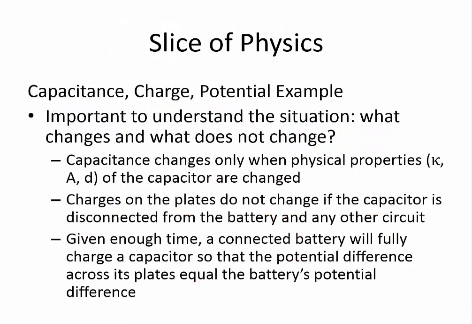In this slice of physics, we looked at how capacitance, charge, and potential difference between the plates change in various situations. We realized that it's important to understand each situation and figure out what changes and what does not. And here are 3 rules that I think will help you approach problems like these. The first rule is that you got to remember that capacitance changes only when kappa, A, or D are changed. Otherwise, it remains unchanged. Second, when you disconnect the battery and don't have any circuit that's connecting the capacitor, the charges on the plates are trapped, so they cannot change.